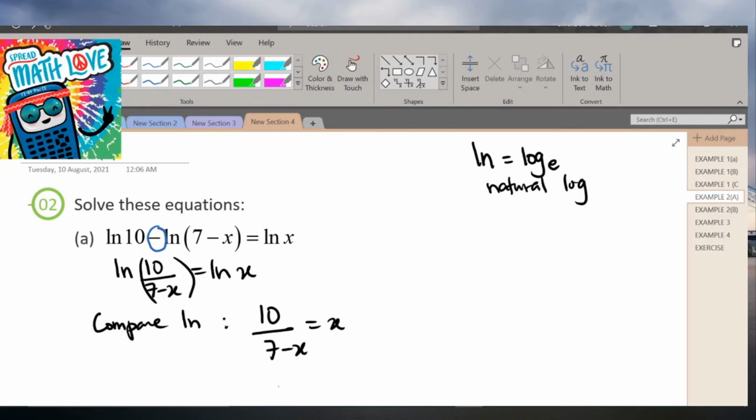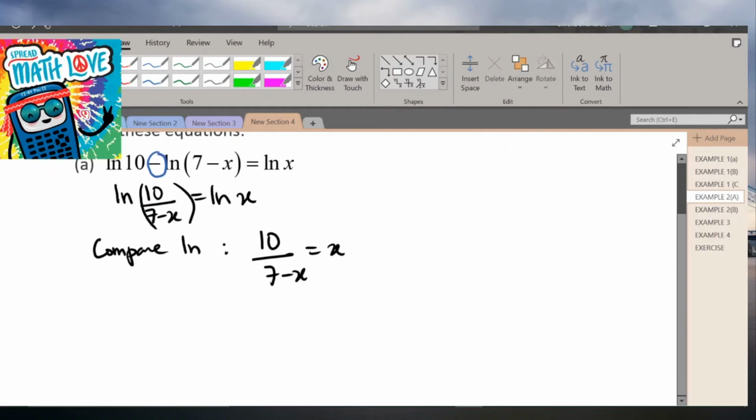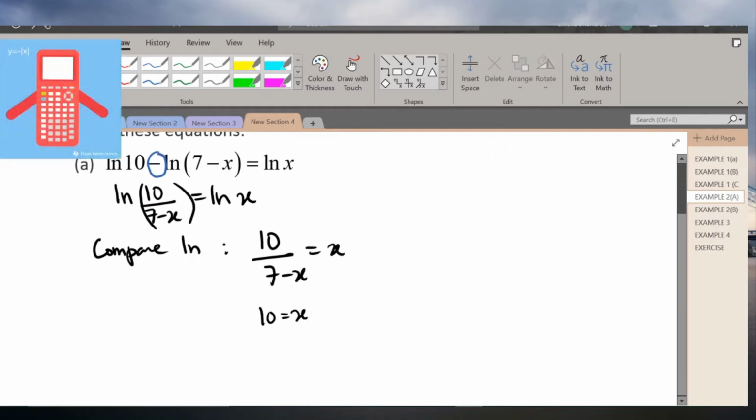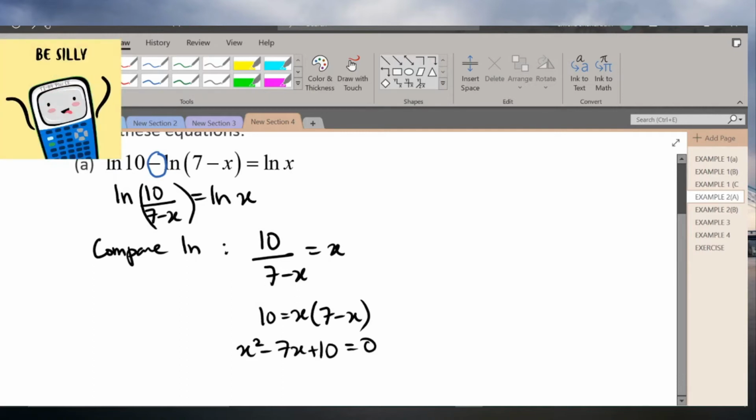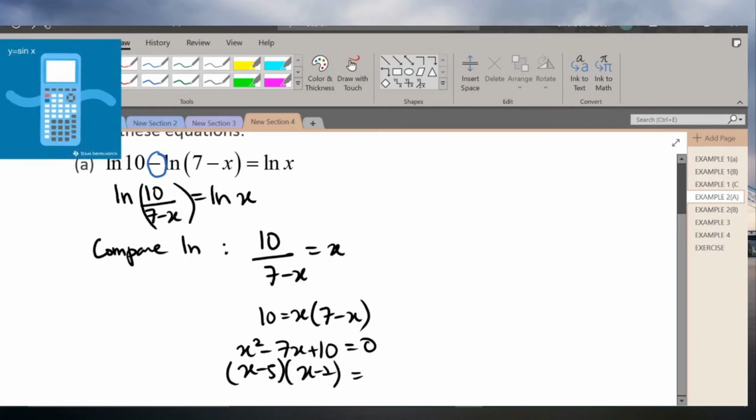We simplify, we will get 10 is equals to x times (7 minus x). And if we do all of the calculations, we will yield the result x squared minus 7x plus 10 is equals to 0. Factorize it, we will get (x minus 5) times (x minus 2) is equals to 0. And our answer will be x is equals to 5 or x is equals to 2.